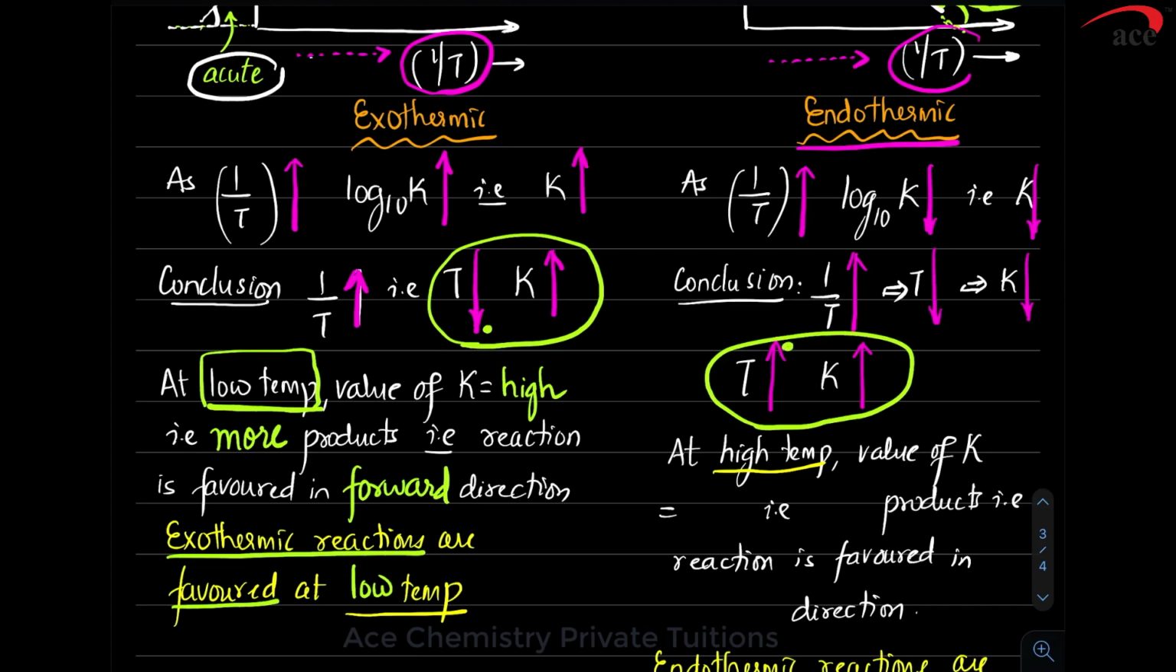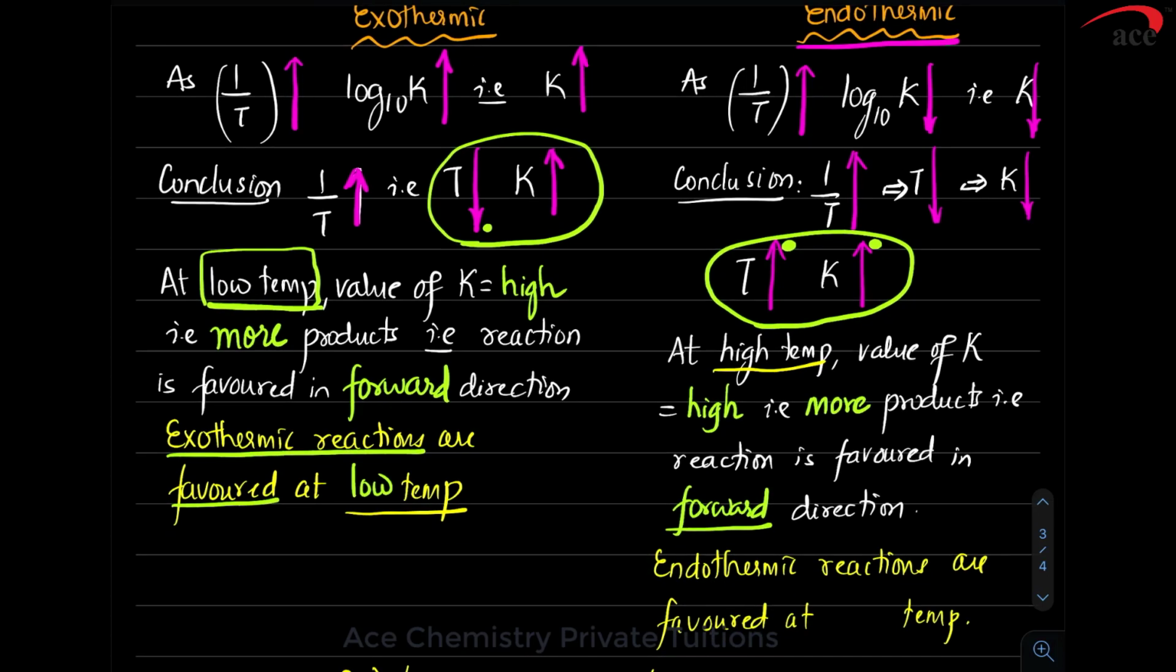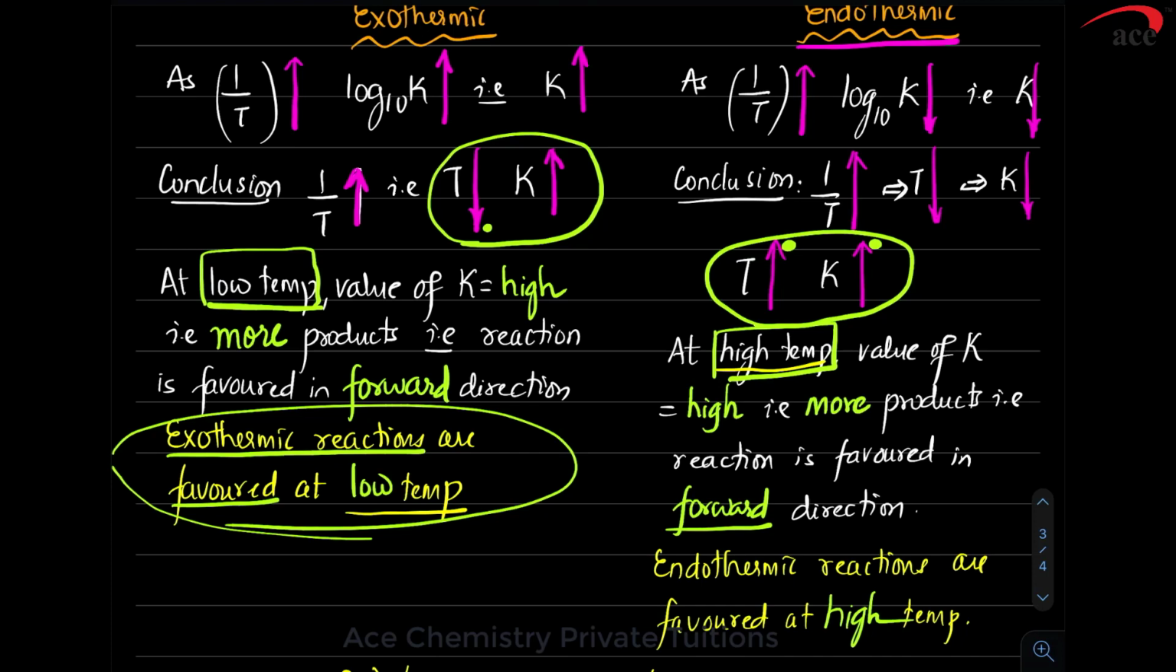Similarly, when temperature is high, the value of k is also very high, which means more products. More products means the reaction is favored in the forward direction. So, endothermic reactions are favored at high temperature. The conclusion we get is that exothermic reactions are favored at low temperature and endothermic reactions are favored at high temperature.